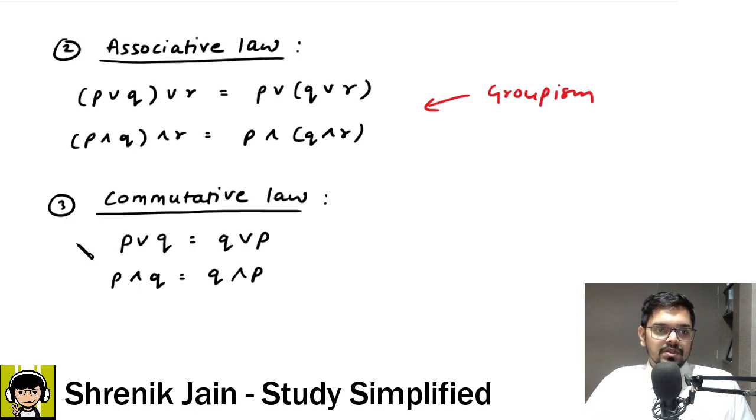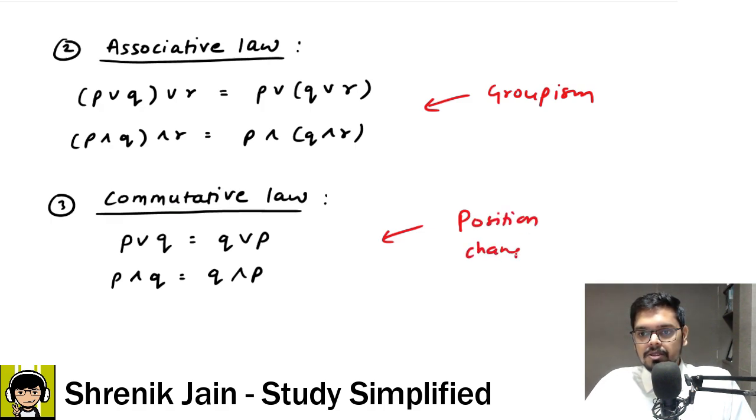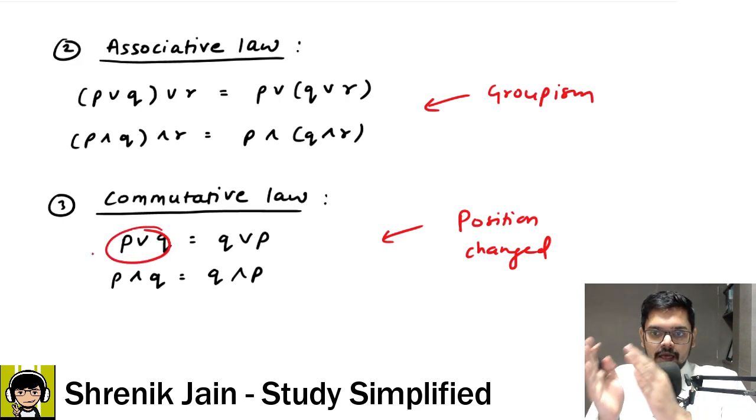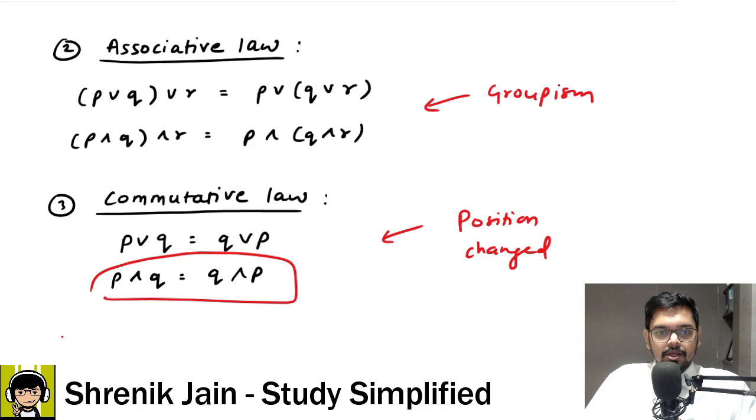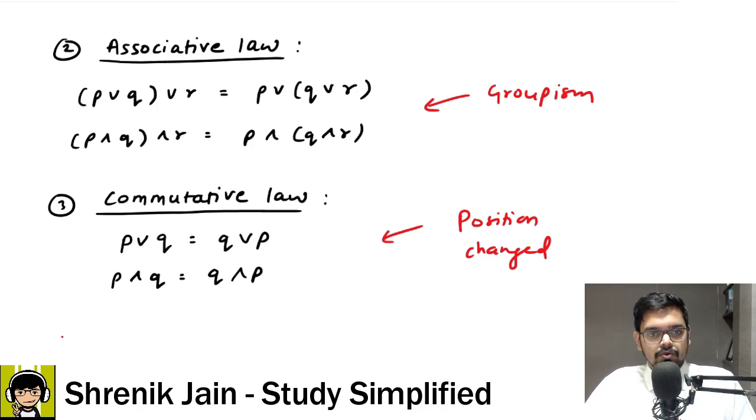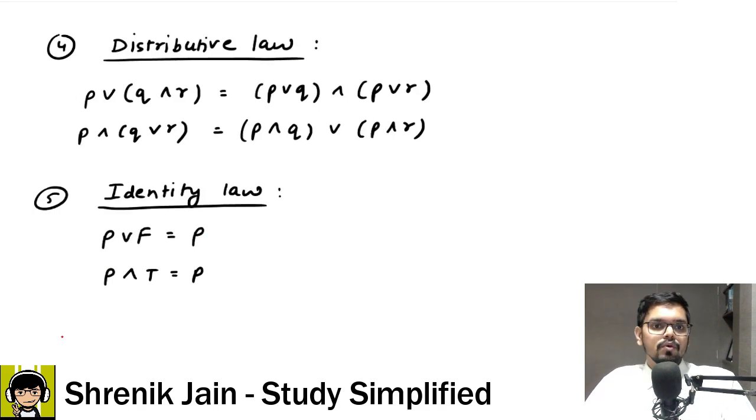Okay, comes the third law, which is the commutative law. What is commutative? Commute means travel. So basically here we are going to say that even if you change the position, still LHS is RHS. Check it out, P or Q. Now take Q first, P to the last, still both of them are same. This is the commutative law. Position change won't change the answer, the answer is still same. And you can also see for AND, P and Q equals Q and P. Understood the third law?